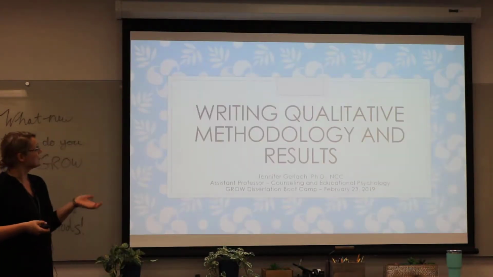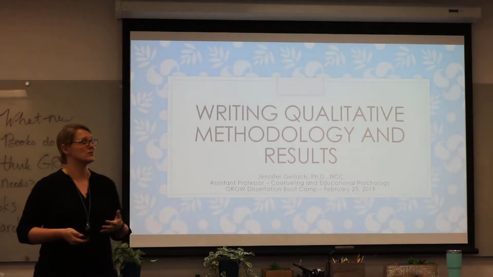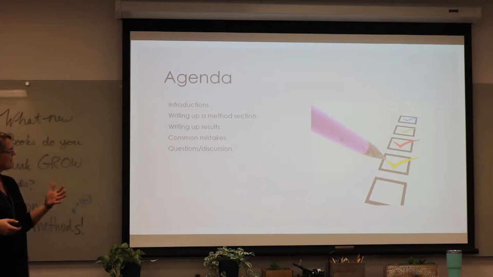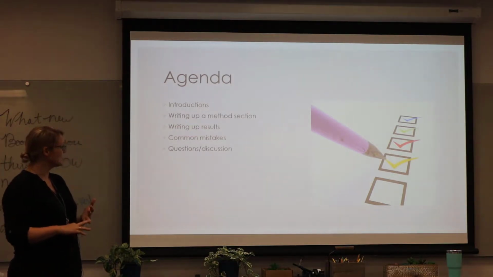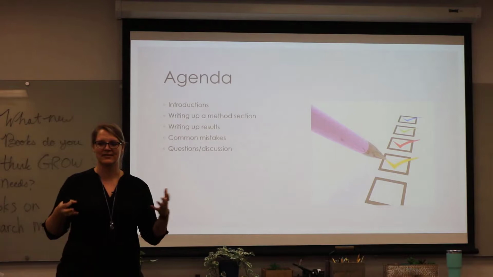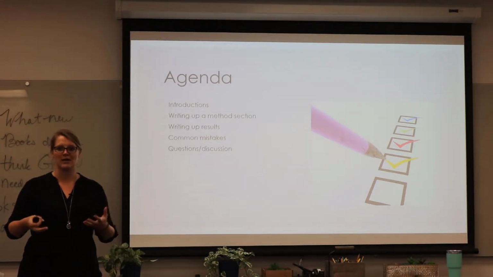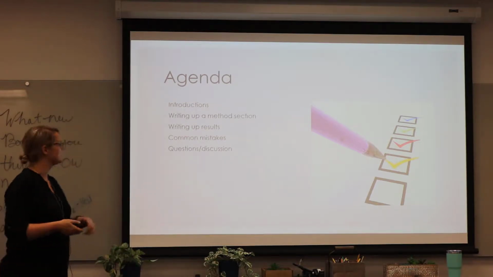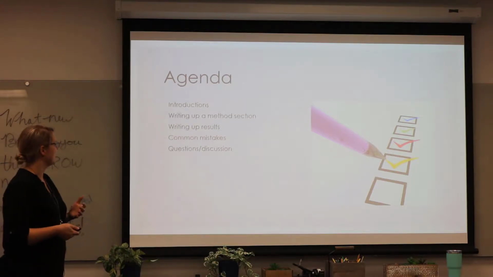And today we are going to talk about writing qualitative methodology and then your results section for your dissertation. What you can expect here, we're going to talk about writing the method section and then writing the results, and then go through some common mistakes that doctoral students or very beginning researchers make when they're writing their dissertation, and then questions and discussions at the end.